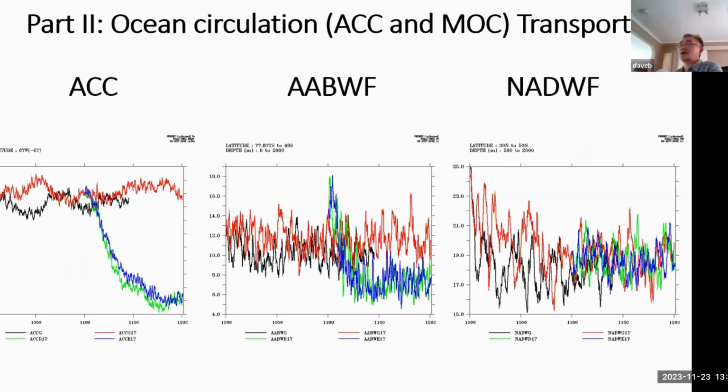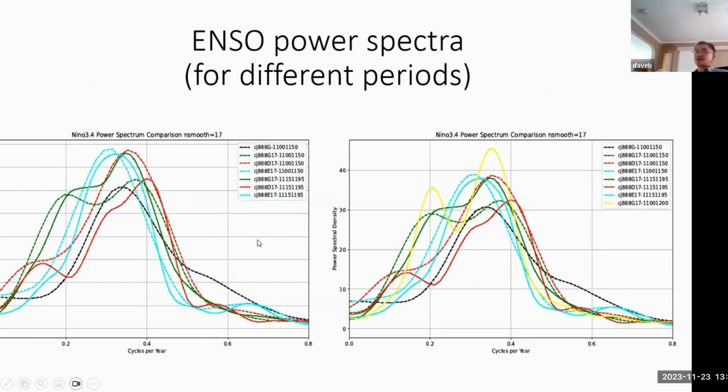But okay, so that's for this extension, 100 years, and the two variants give a little bit too big a drop in the ACC. We probably don't like that, even though it's stabilized a little bit. And okay, come back to the ENSO. For the ENSO, we show different parents and different lengths of parent: 50 years, 100 years, 80 years. And the good one is the G17.